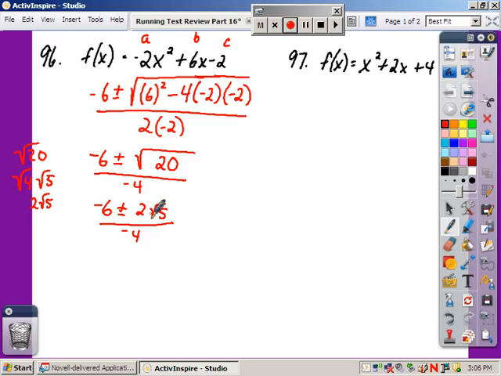So 6 divided by 4 doesn't really work, and 2 divided by 4 doesn't really work either. But they can be reduced. So I think just to say that the two negatives here will cancel is probably a little bit too much. So why don't we just look at it and say, look, they all can be divided by 2, so let's do that. That is your final answer.